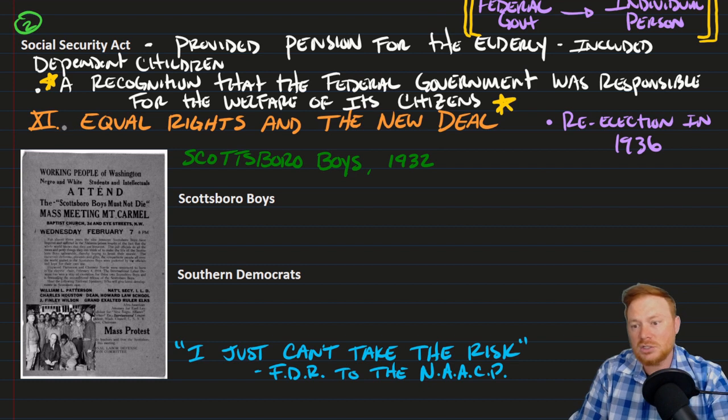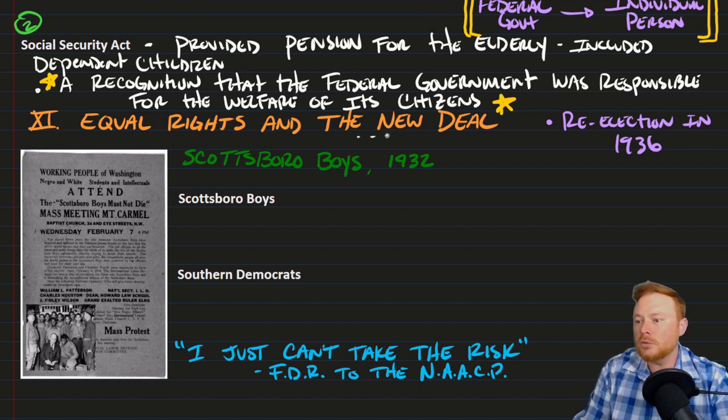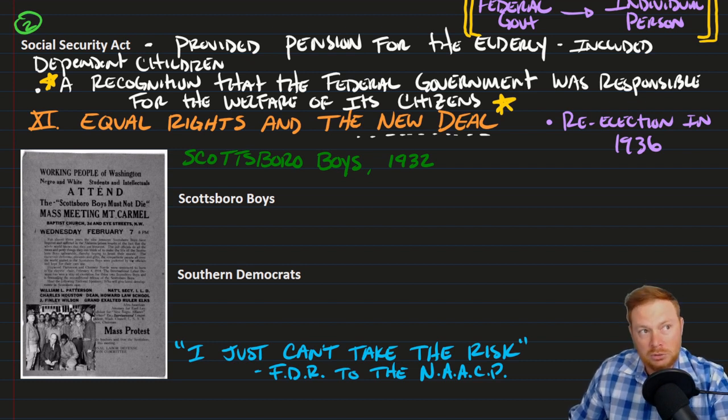The next section, section 11 here, is equal rights and the New Deal. This section gets into the ways in which the New Deal could, in some sense, create inequities in the way that it was distributed. They say that the New Deal provided, quote unquote, something for everyone, but the New Deal did not equally benefit all groups of Americans.